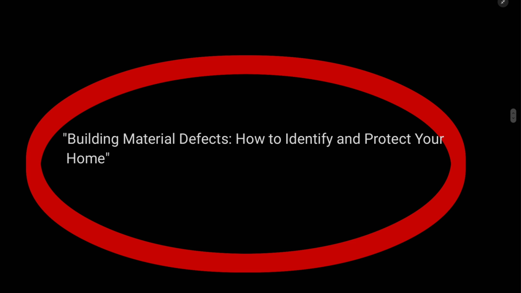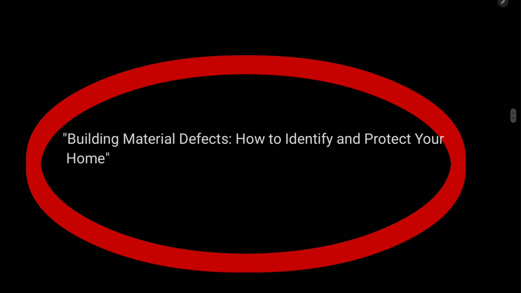First is concrete defects. Cracks, uneven surfaces and weakness in foundation. Second is wood defects. Rotting, warping and pest infestations in wooden structures. Third is metal defects. Corrosion or rusting that weakens metal elements like beams and pipes. Insulation defects. Poor installation leading to energy inefficiency and moisture issues. Roofing defects. Leaks or shingles that do not properly seal, causing water damage.